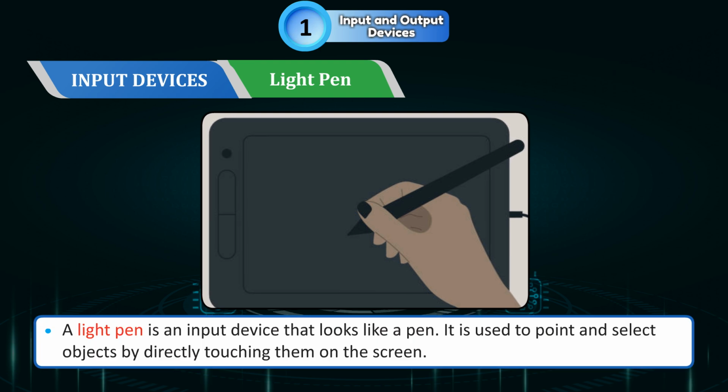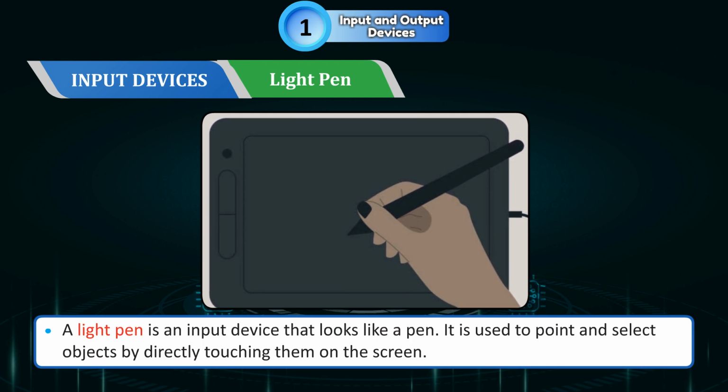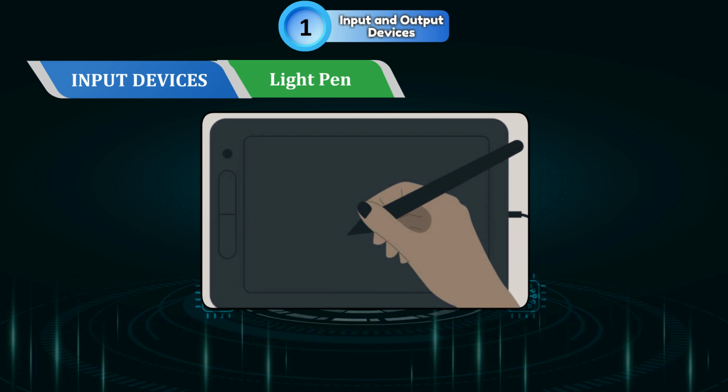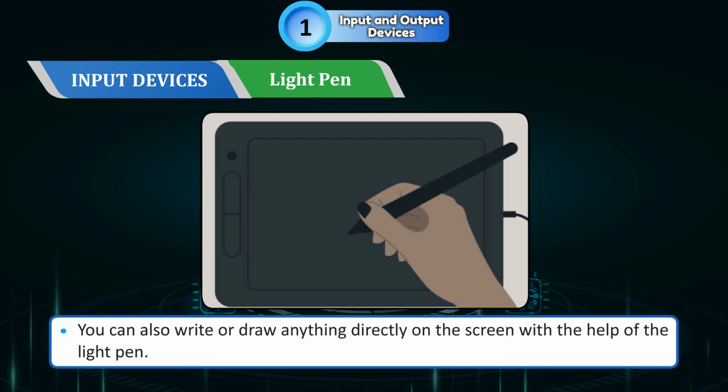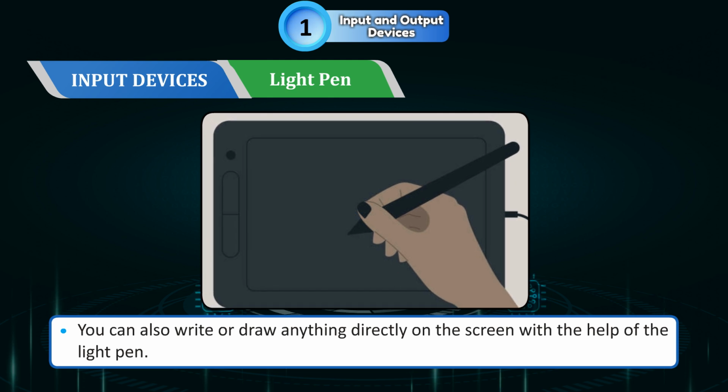Light pen. A light pen is an input device that looks like a pen. It is used to point and select objects by directly touching them on the screen. You can also write or draw anything directly on the screen with the help of the light pen.